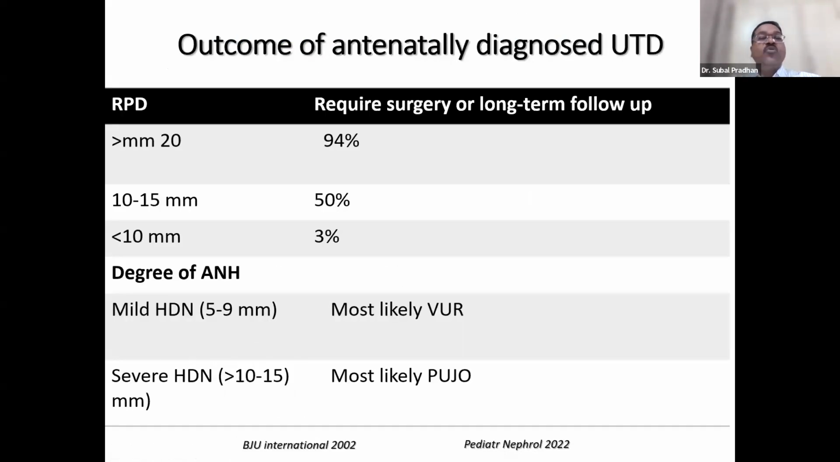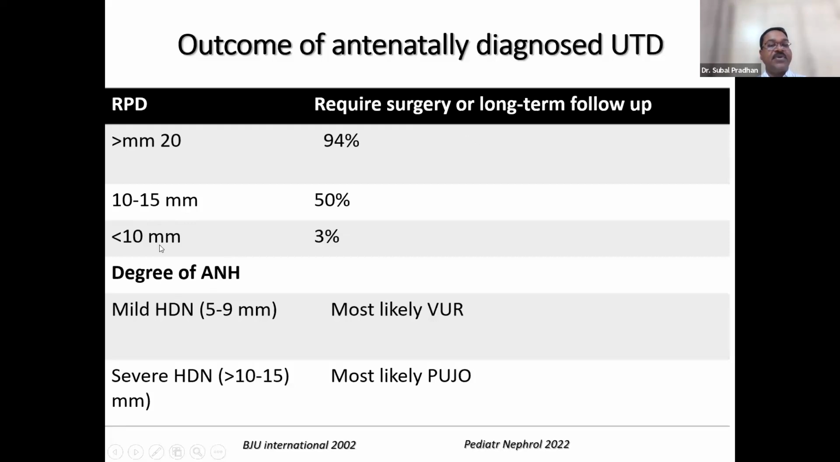Several studies have looked at the outcome of maternal diagnosis of UTD based on the renal pelvic diameters as well as the degree of ureteral hydronephrosis. If the diameter is more than 20 millimeter, 94% require surgery or long-term follow-up. If the diameter is 10 to 15 millimeter, around 50% require surgery.